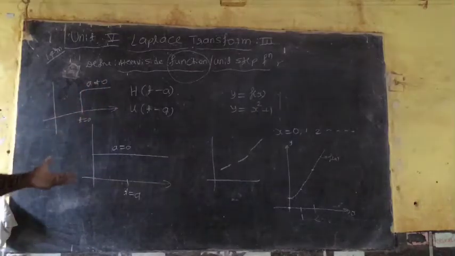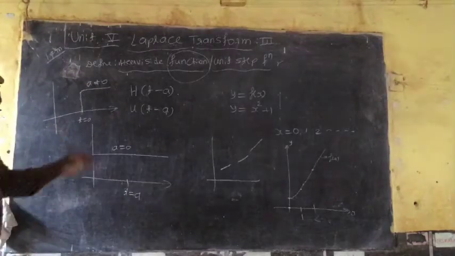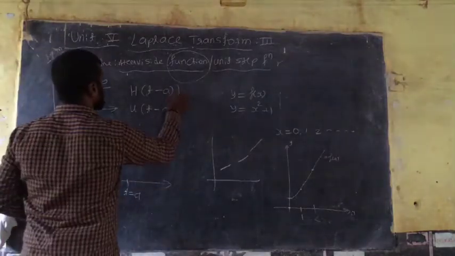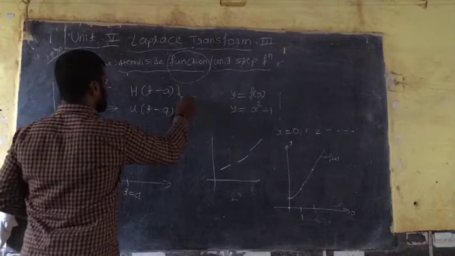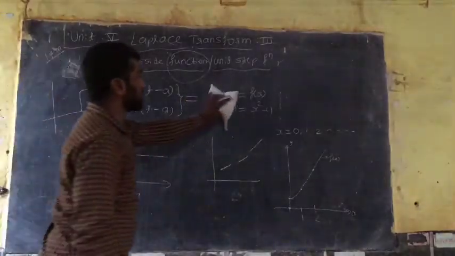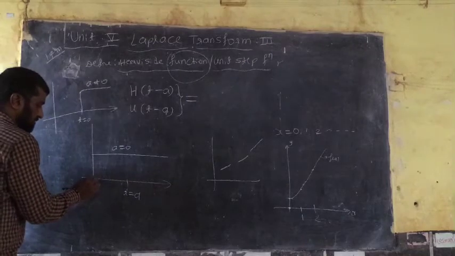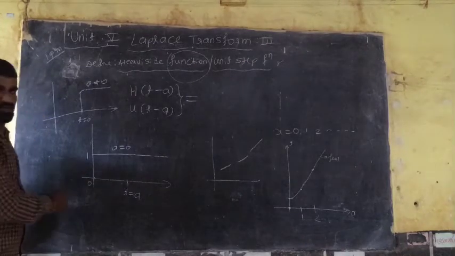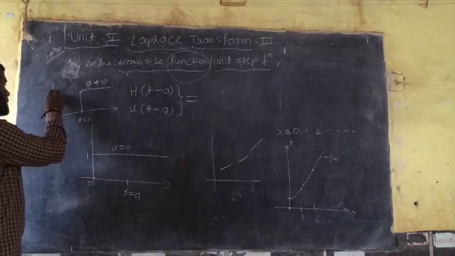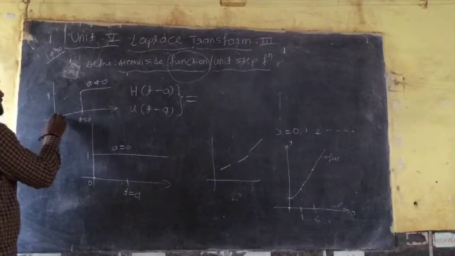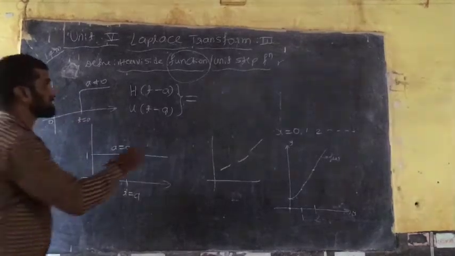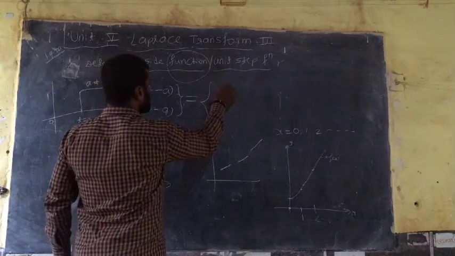So how to define Heaviside function or unit step function? It is symbolically denoted like this. The definition of Heaviside function: the range is 0 to 1, we measure from 0 to 1. So it is origin 0 to 1. The function range is between 0 and 1.